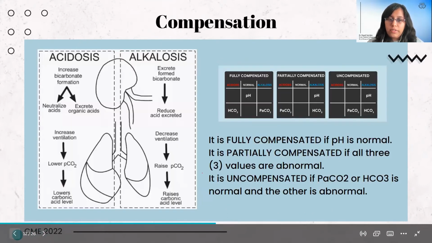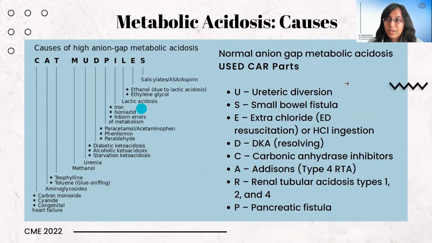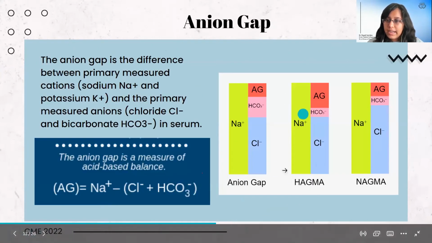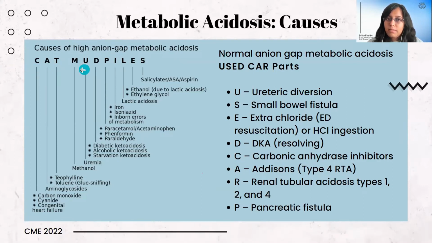Okay, getting to the fun part. Now, what are the causes of metabolic acidosis? This slide has essentially every cause that you can think of that patients will present with, and the mnemonics. So we just discussed high anion gap and normal anion gap. So the causes of high anion gap metabolic acidosis are CAT MUDPILES.